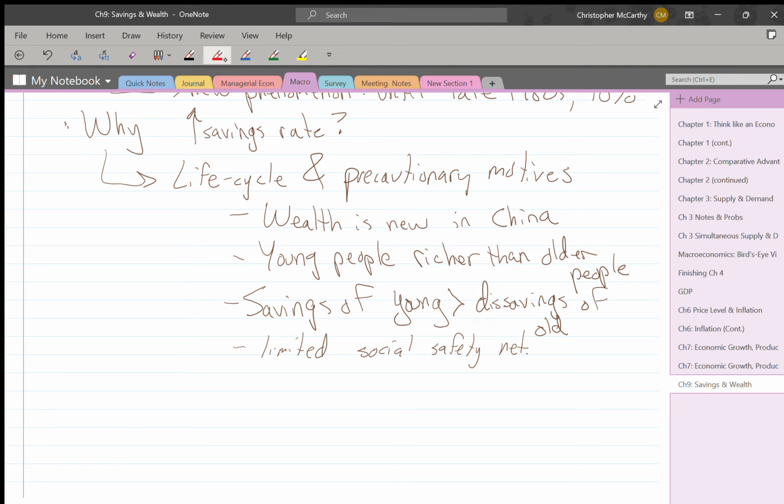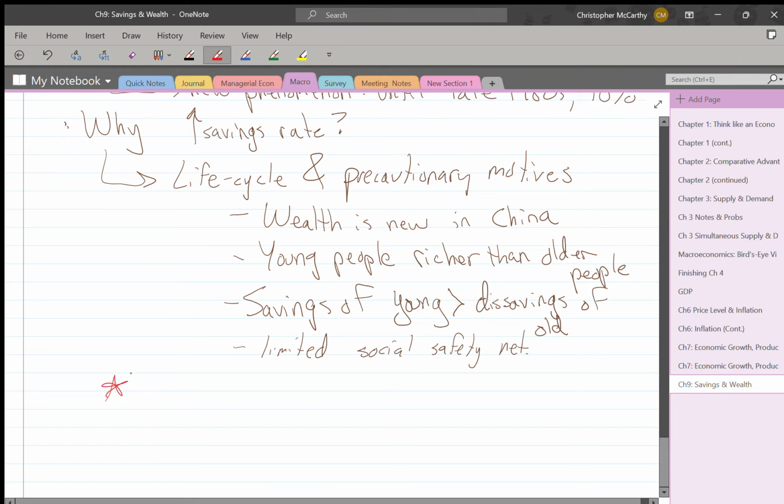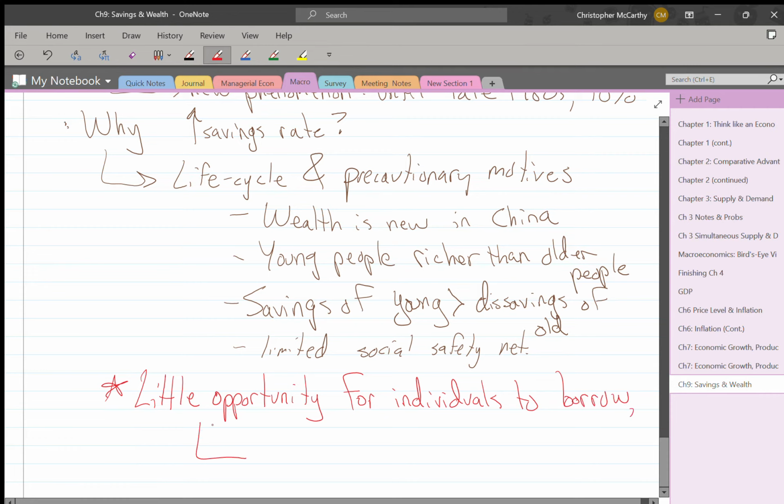Additionally, there's little opportunity for individuals to borrow. And as a result of this, savings are necessary for any large purchases.